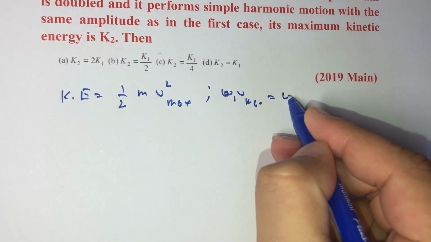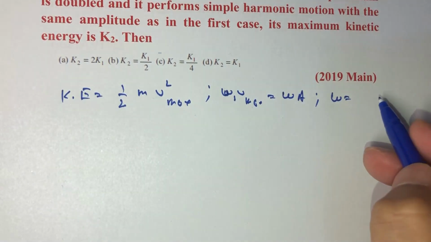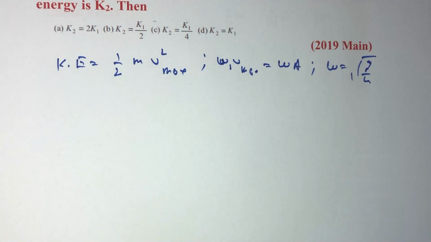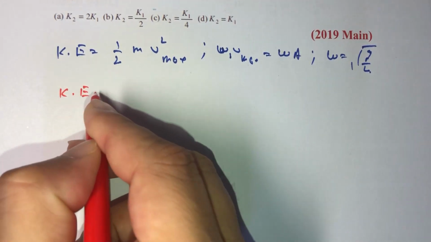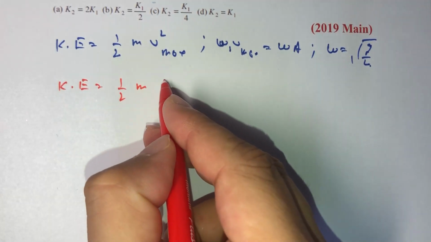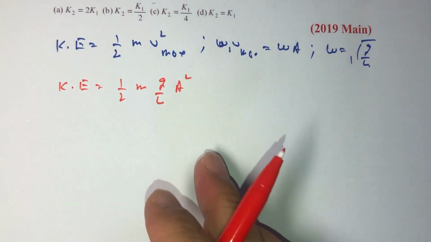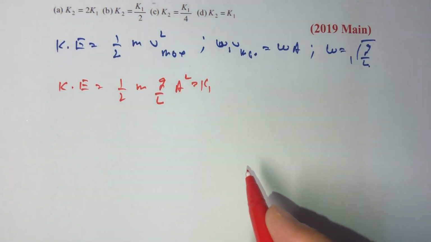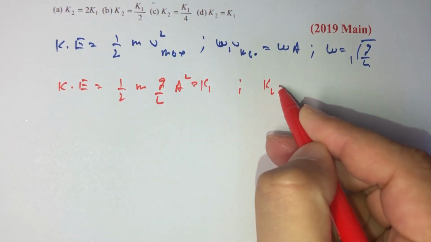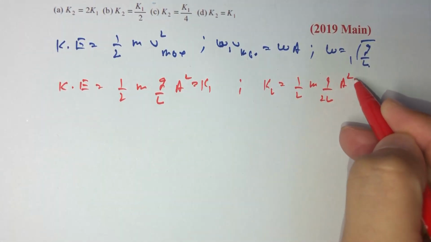will be given as omega into A, where A is the amplitude, omega is the angular frequency, and omega will be given as root of g by L. So if we substitute these values, we are going to get kinetic energy equal to half m g by L times A square. Now this is the initial, that is K1, and if you simply double the length, we are going to get K2, which will equal half m g upon 2L times A square.